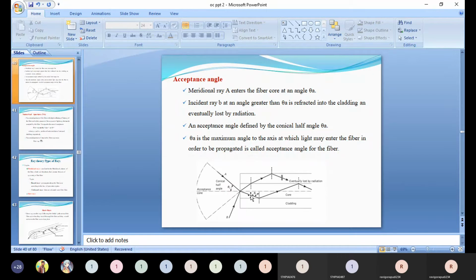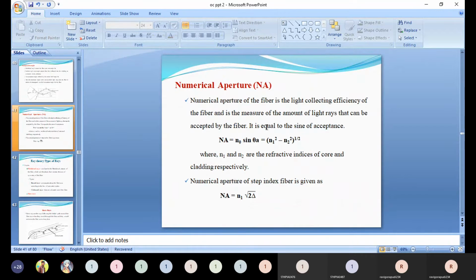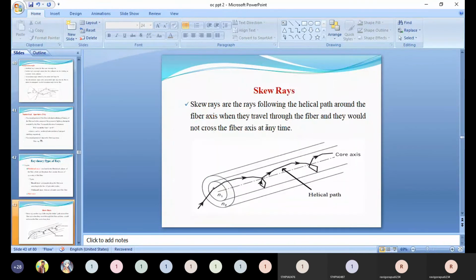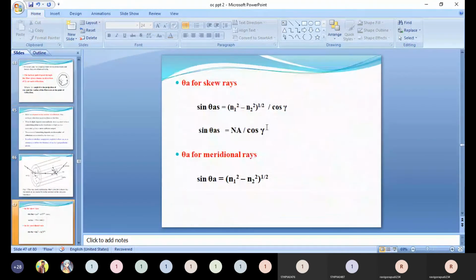In the core, what are the light rays transmitting? For that, using the incident angle theta i and reflected angle theta r, we calculated the acceptance angle formula. That is sin inverse of square root of n1 square minus n2 square, for meridional rays. In the same manner, for skew rays, that is square root of n1 square minus n2 square by cos gamma. In addition, we are getting cos gamma. Remember that. Okay. Gamma is reflection angle.